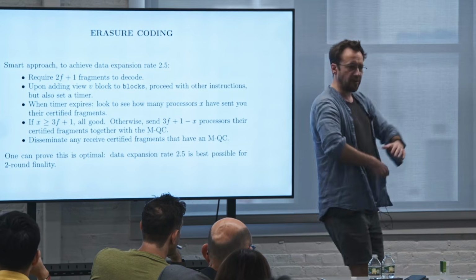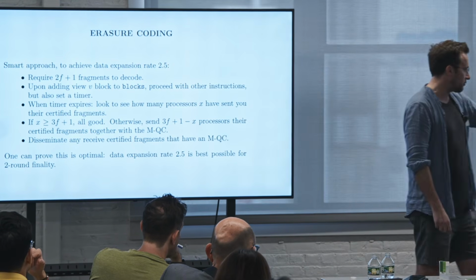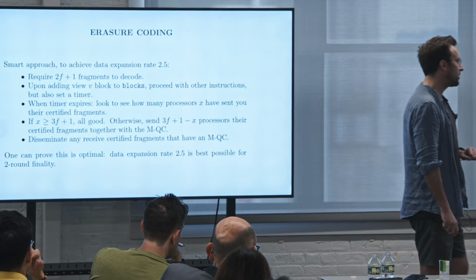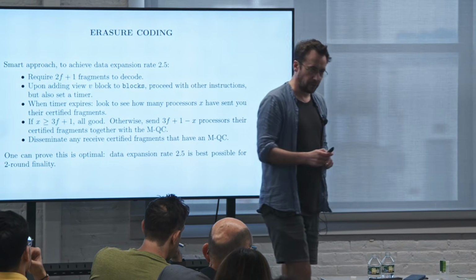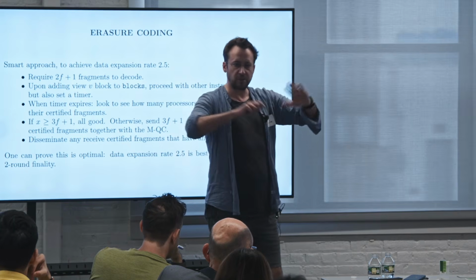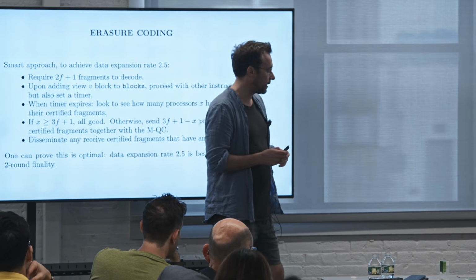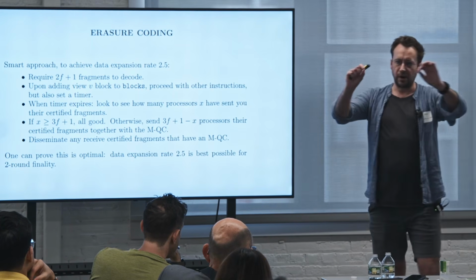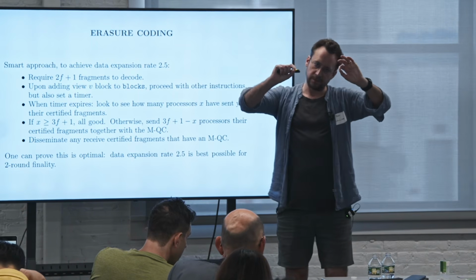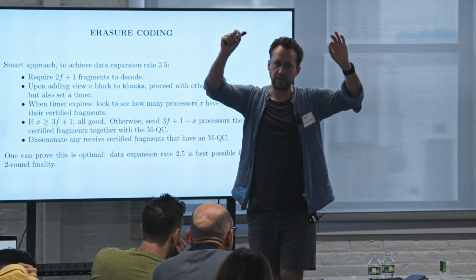Then we have to make sure they're actually going to disseminate those things, even if they've already voted. So we have an extra instruction: disseminate any received certified fragments that have an MQC, even if you've already voted. That suffices to ensure that everyone will be able to recover the block. The timer here can be set to taste. Basically, it should be set to roughly the time I expect to elapse between receiving 2f+1 and receiving 3f+1 fragments. So generally that could be quite small.